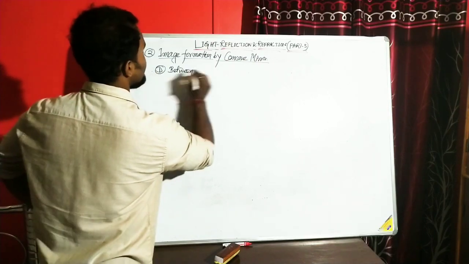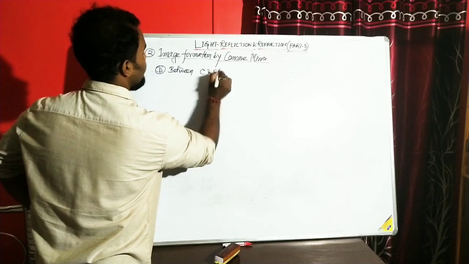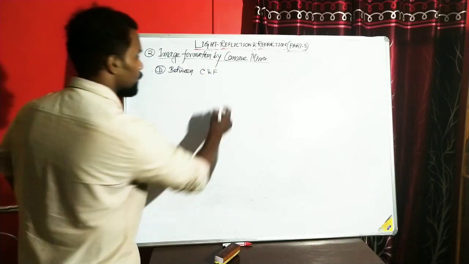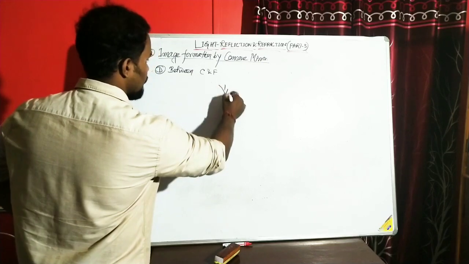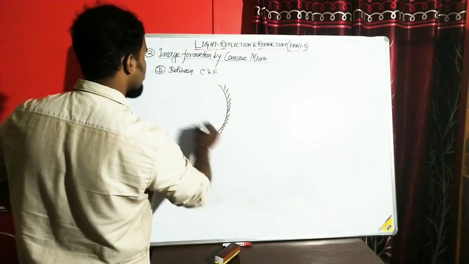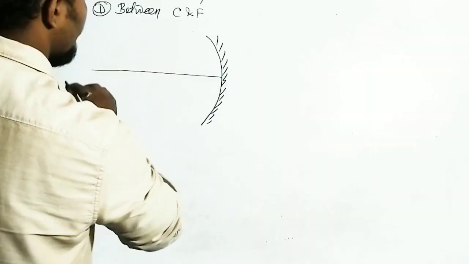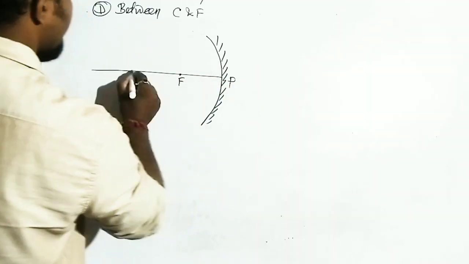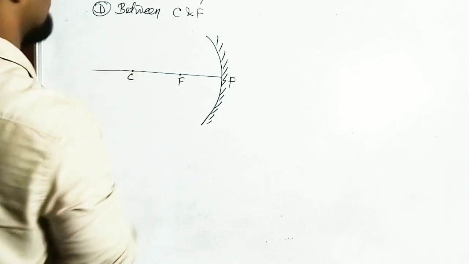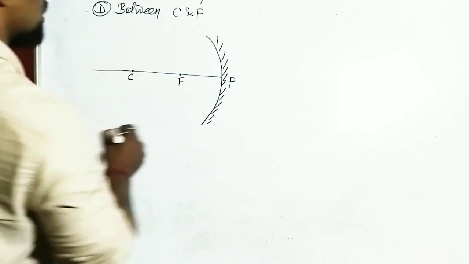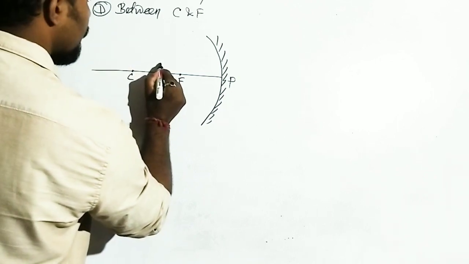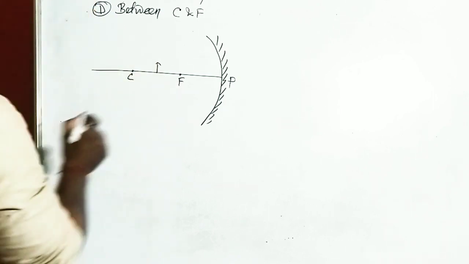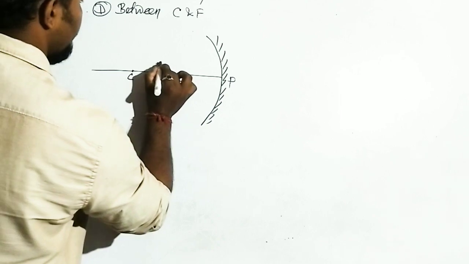Now what will happen between C and F? Between C and F means we will now put the object between C and F. Simply, first I will draw one concave mirror. Then I will draw the principal axis. This is the pole, this is the focus, this is the center. Now I have to draw one object A, B.